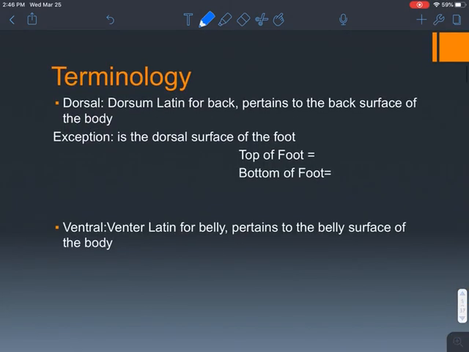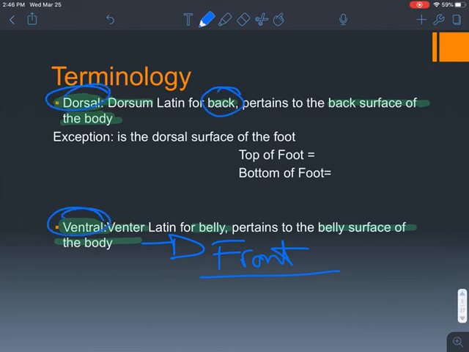All right, the first two terms we're going to talk about are dorsal and ventral. Dorsal, from the Latin word dorsum, means back. So dorsal pertains to the back surface of the body, and we'll get to an exception in a minute. Ventral, from venter for belly, pertains to the belly surface of the body, or the front of the body. So dorsal is back, ventral is front.